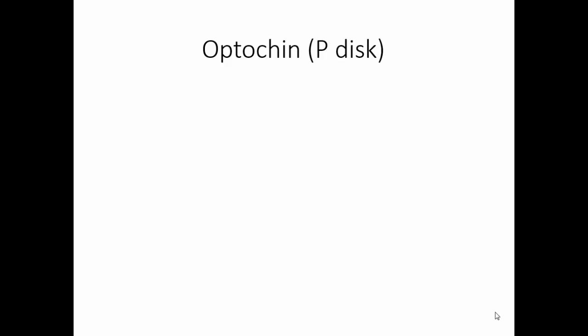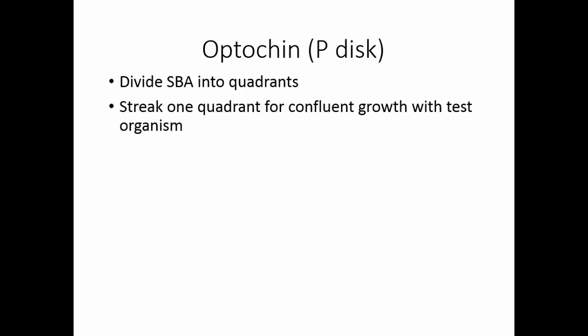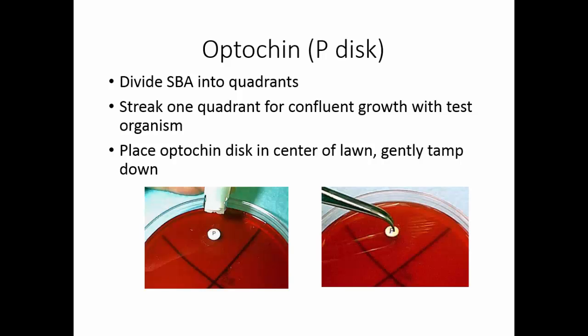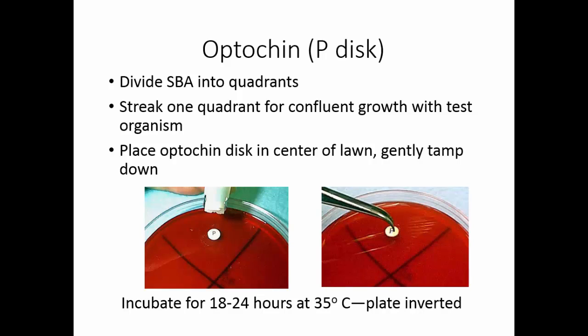The Optochin test uses a disc that has a P on it, so sometimes we refer to this as the P disc. You do not need an entire sheep blood agar to do one test, so you can divide the sheep blood agar into quadrants. You will then streak one quadrant for confluent growth with your test organism and place the Optochin disc in the center of the lawn, gently tapping it down. You incubate the plate for 18 to 24 hours at 35 degrees centigrade with the plate inverted.